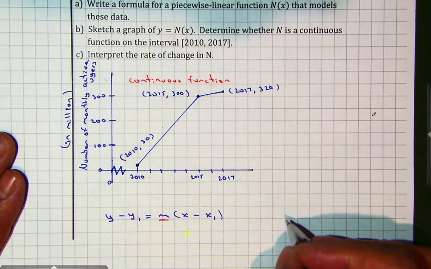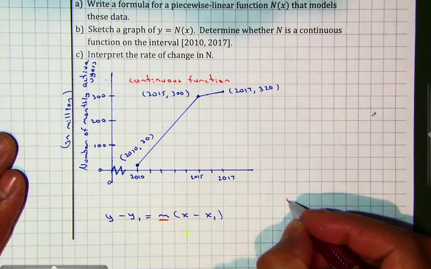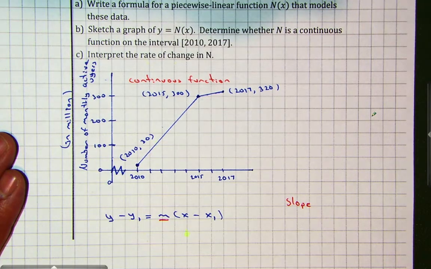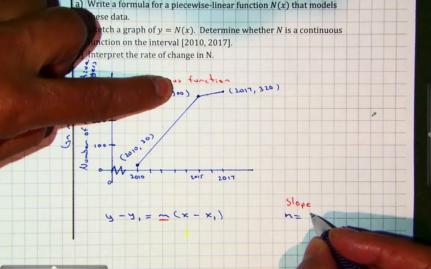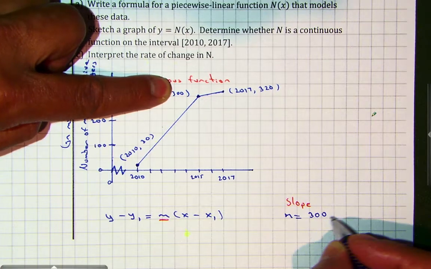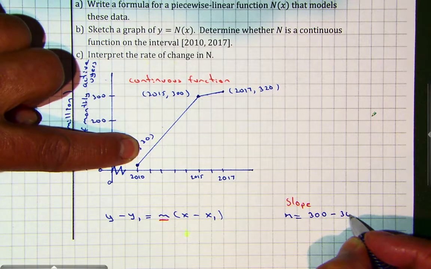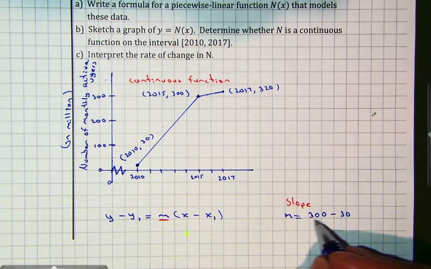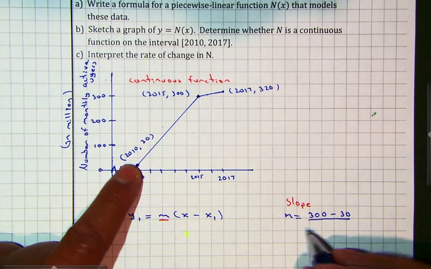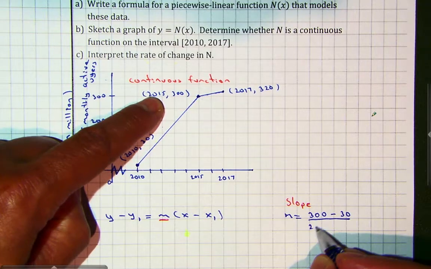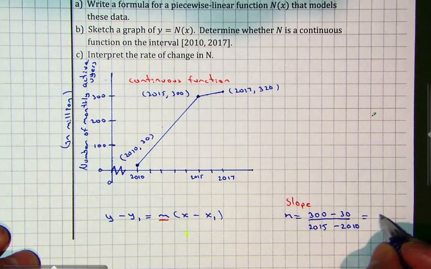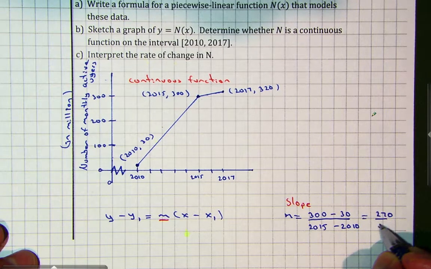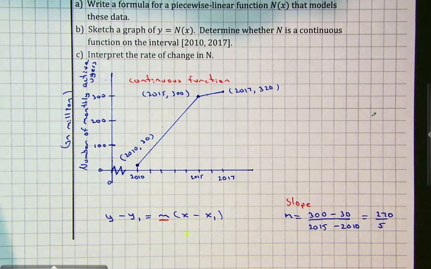My slope will be m equals y2 minus y1 over x2 minus x1. That will be 300 minus 30 over 2015 minus 2010. So that gives me 270 divided by 5, and 270 divided by 5 is 54. That should be 54.